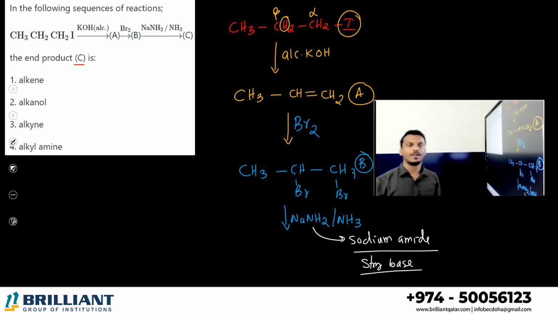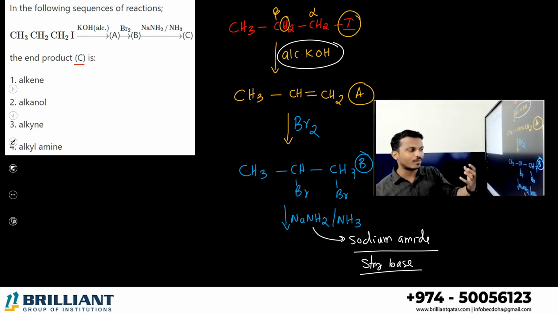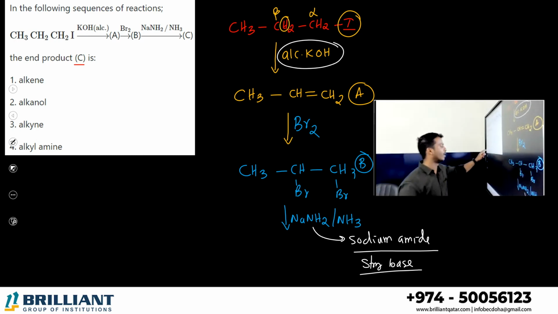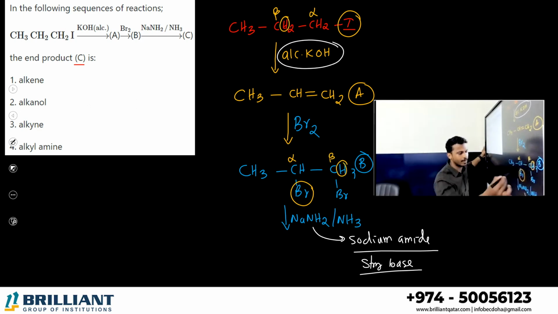So what will happen? You know, alcoholic KOH is a very strong base. In presence of a strong base, beta elimination can happen. NaNH2 is a very strong base, but you can see there are 2 halogens, so 2 times beta elimination can happen. Let me do the first beta elimination. Let me eliminate this bromine. I am taking bromine from alpha carbon and one hydrogen from beta carbon. So I will get the compound CH3, CH double bond, CH single bond, Br.